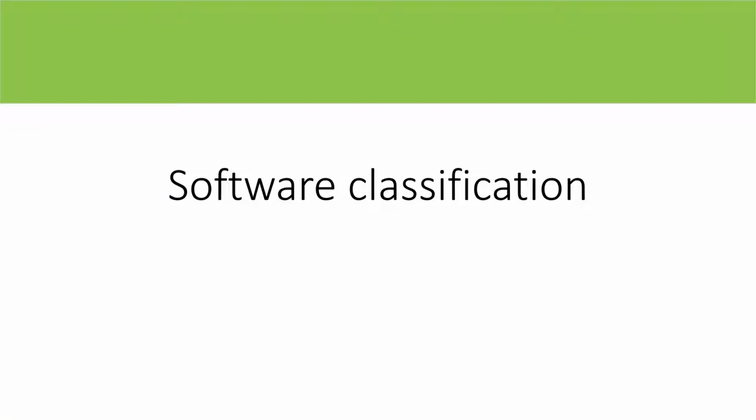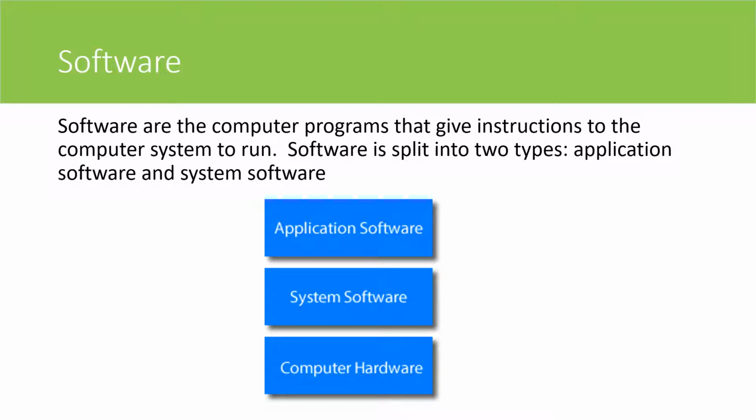This presentation examines the classification of software. Software are the computer programs that give instructions to the computer system to run. Software is split into two types, application software and system software. We're going to explore both of these now.